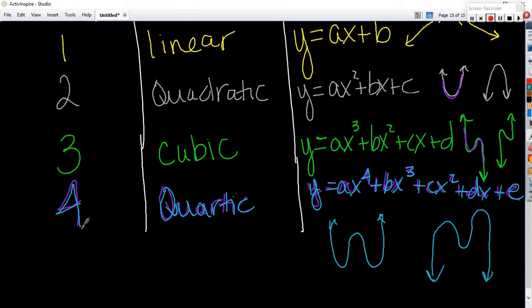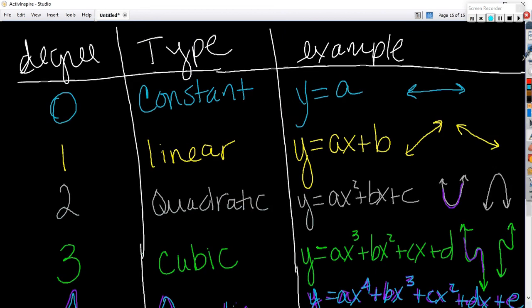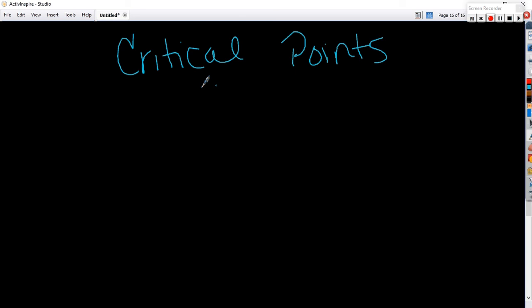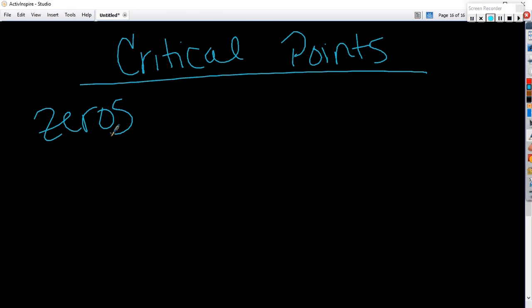Let's talk about some critical points. On your homework tonight, you will be graphing, classifying by the type, telling the degree and the constant, and you're also going to be labeling and finding the critical points. There are several of them. The first one we're going to talk about is zeros, and these are really easy. The reason I'm doing so much at one time is because I am letting you use Desmos, and it makes finding these critical points so easy whenever you graph them.